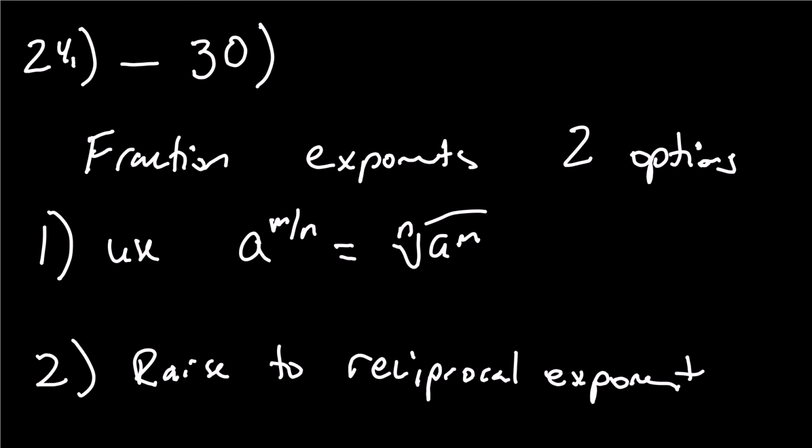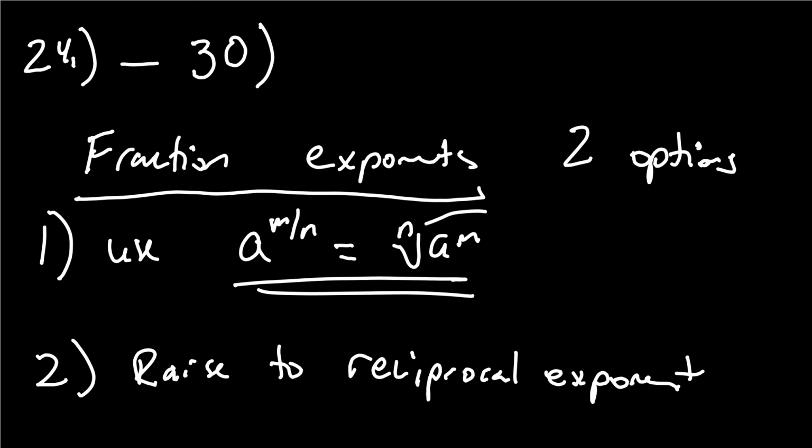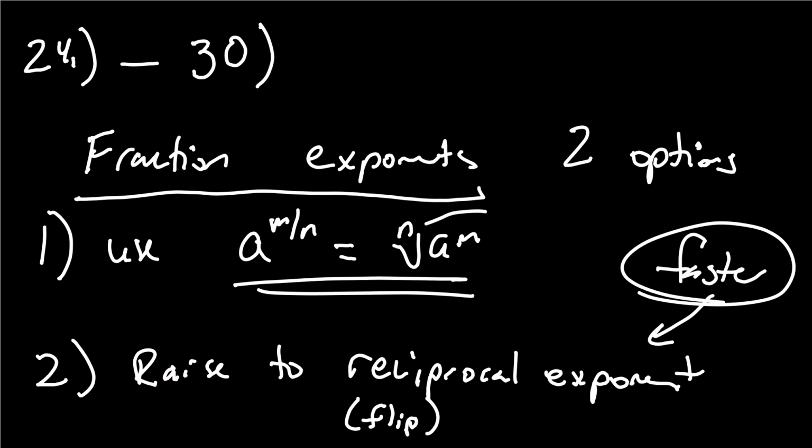Alright, so 24 through 30 are going to have fraction exponents. And fraction exponents are just a fancy way to write radicals. So you have two options. You can use this formula here, and then you just do what we did last time. Or you can raise it to a reciprocal, remember, flip the exponent. And this option 2 is always going to be faster. So it might be easier to get used to option 2, but you can always use option 1. In number 24, I'm going to show both options, and then from then on, I'm going to do option 2.